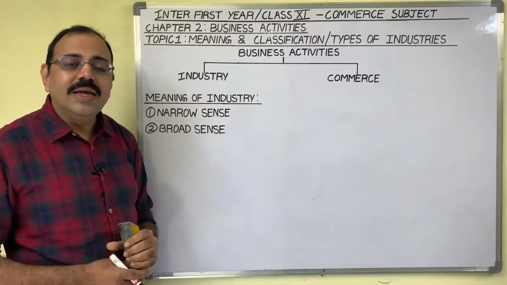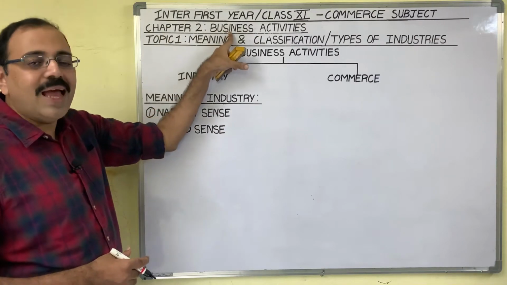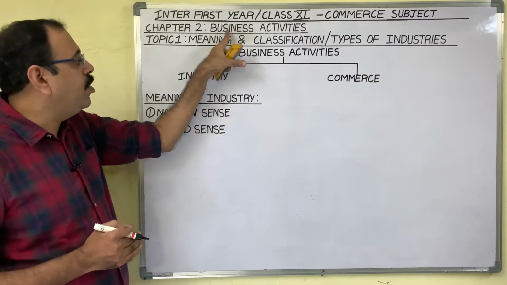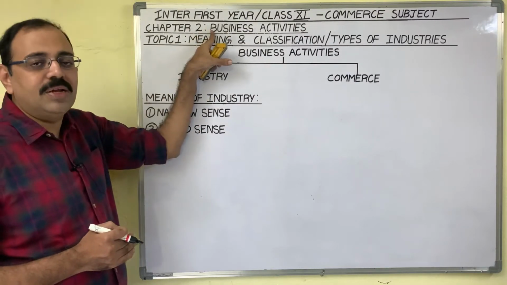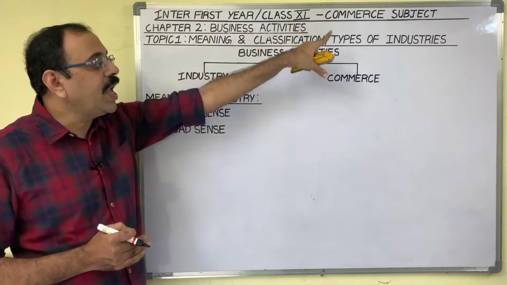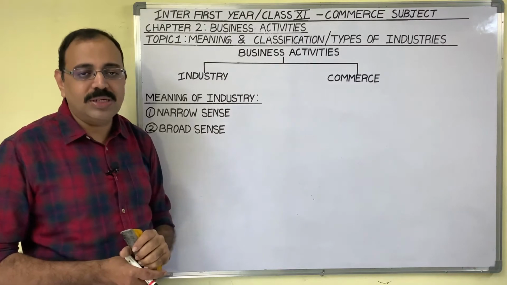Hello students, in inter first year commerce subject, second chapter name is business activities. In present video, I am going to explain about the first topic from this chapter. Topic name is meaning and classification or types of industries. You can get the material in description box.